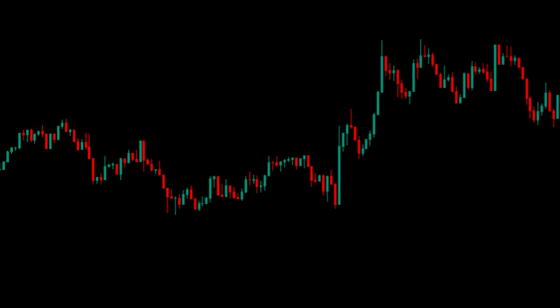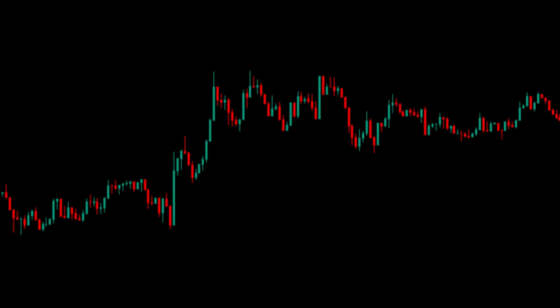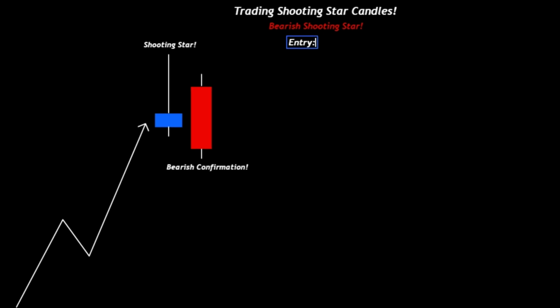This takes us into our next step, which is trading bearish shooting star candles. A bearish shooting star may appear at the end of an uptrend. It has a very small body and a relatively long upper shadow, and once again, the color of the candle is not important. Also, there has to be a confirmation candle right after the shooting star. We need to identify its midpoint to place a sell order.